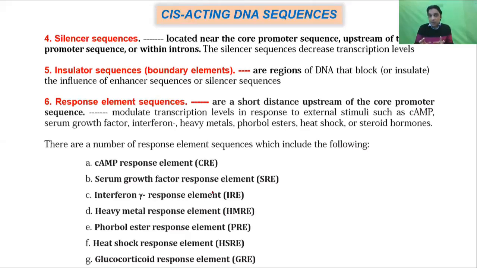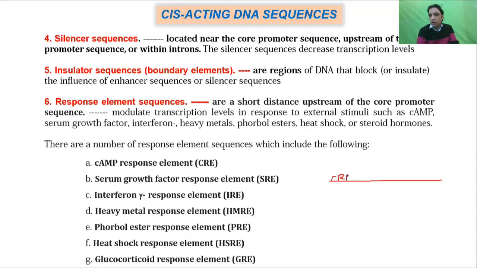All these factors can affect those response elements. Since there are many factors, there are many types of response elements as well. Please be very clear on this understanding. Let's suppose the first one is called CRE. CRE is called the cyclic AMP response element.